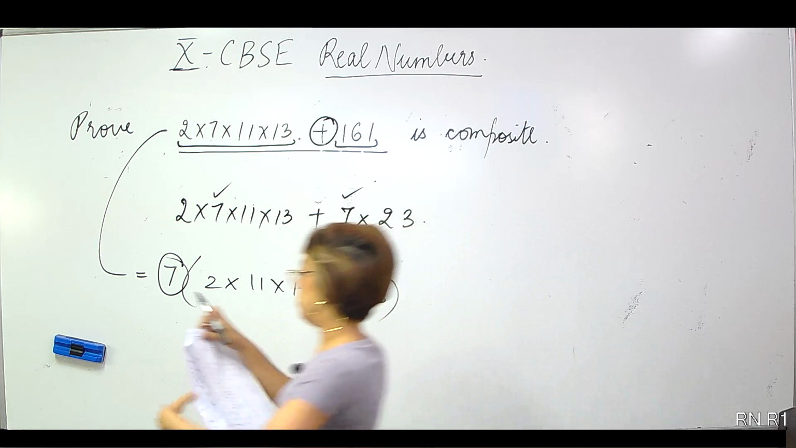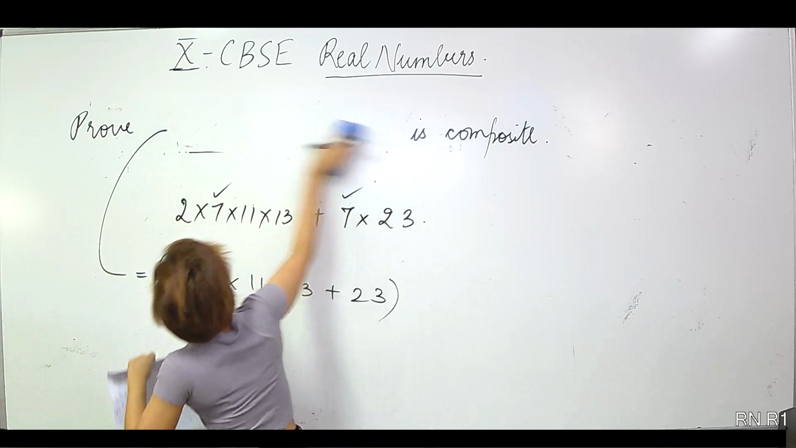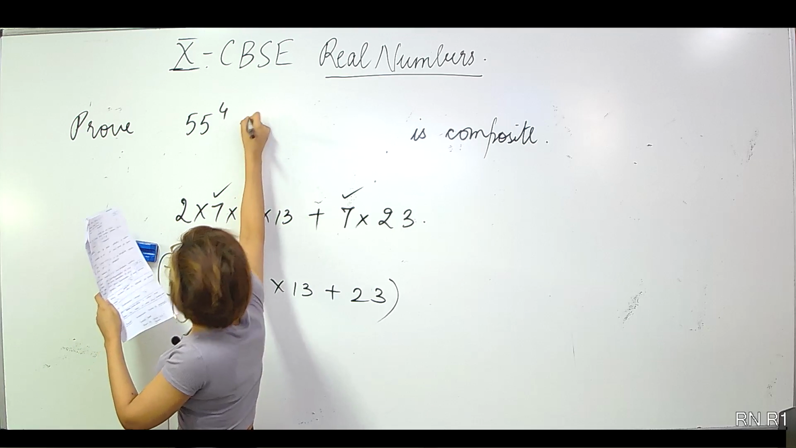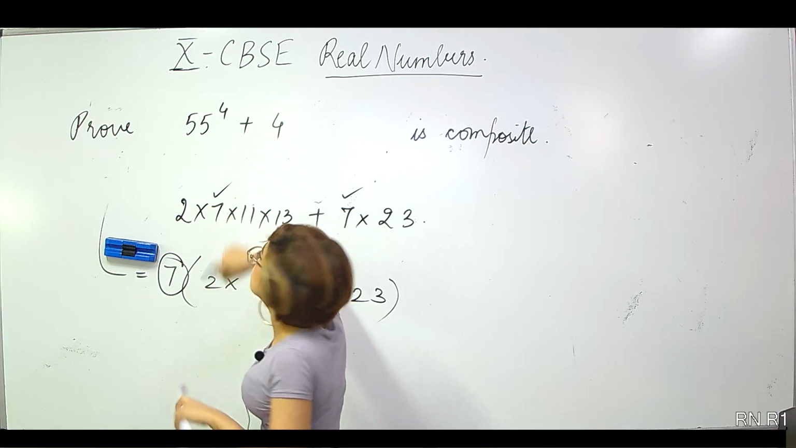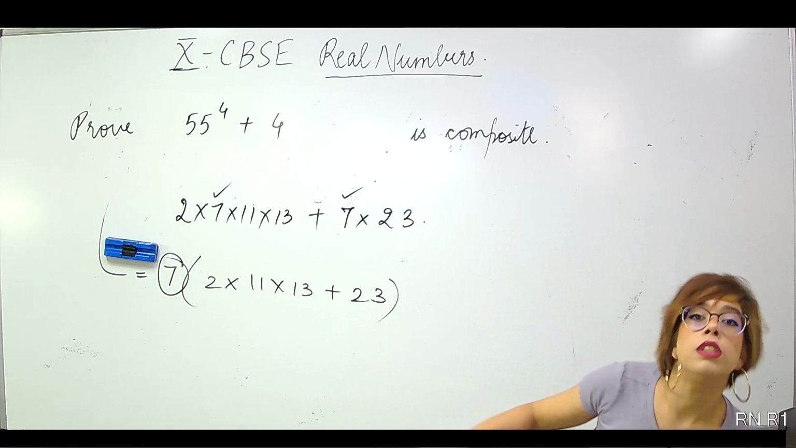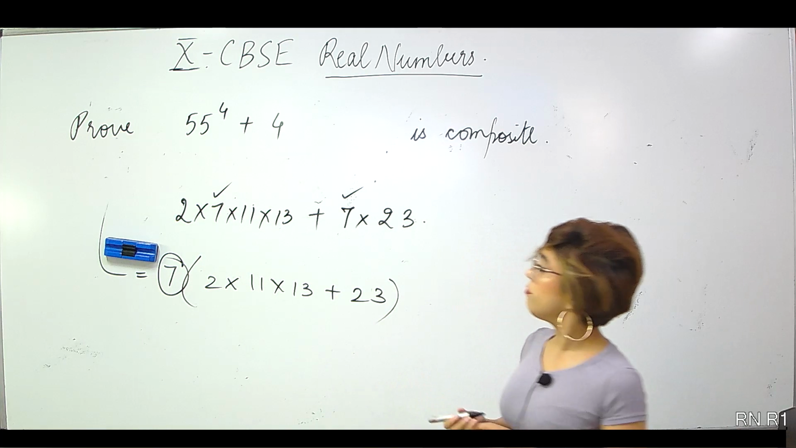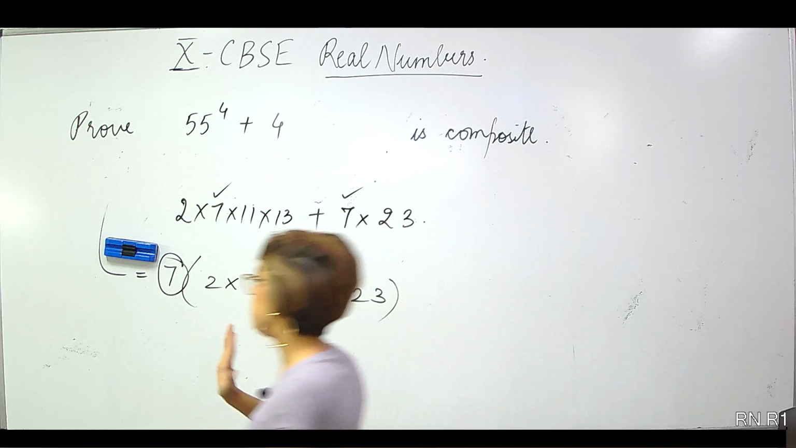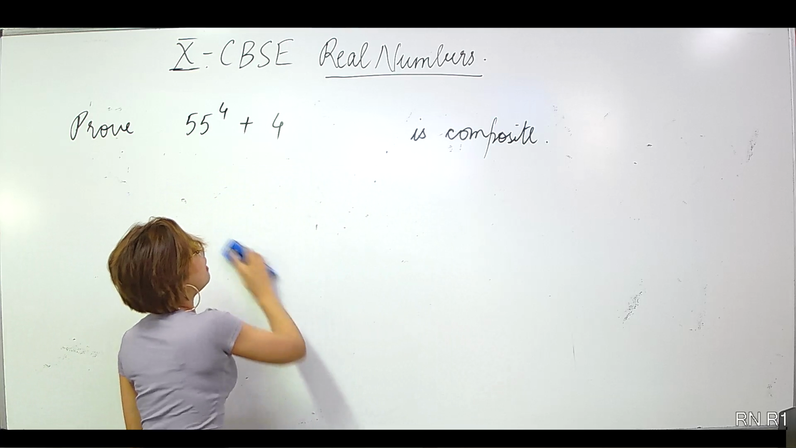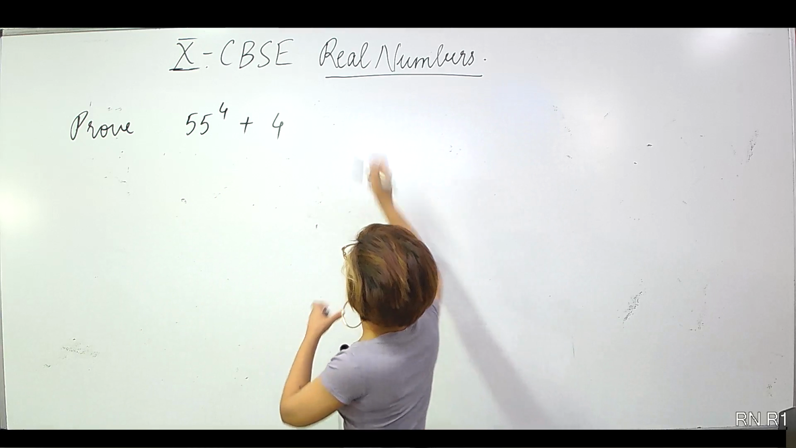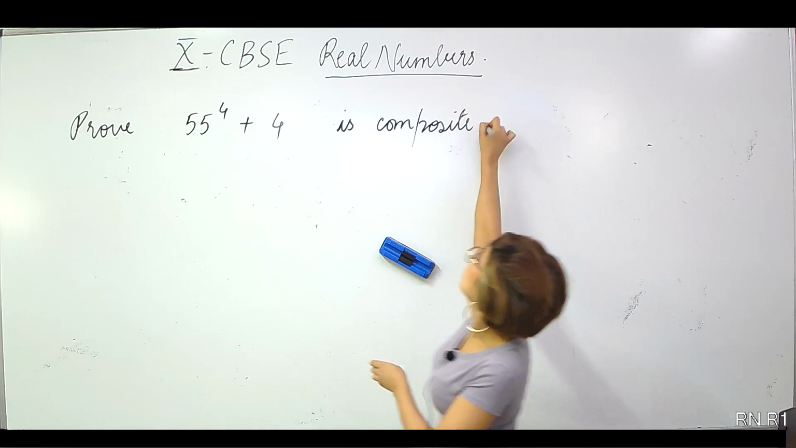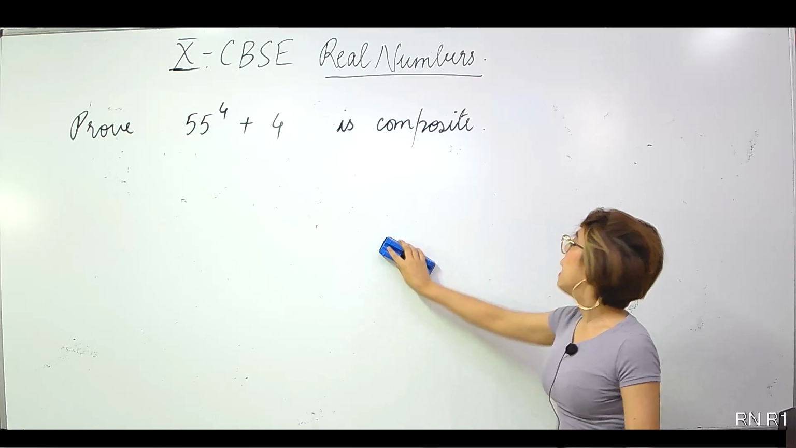Prove the number 55 raised to power 4 plus 4 is composite. You will not use a calculator, you will not use Google, and you will just use your common sense. That's it. That you can use. Prove that the number is composite. Right? I think sufficient time.